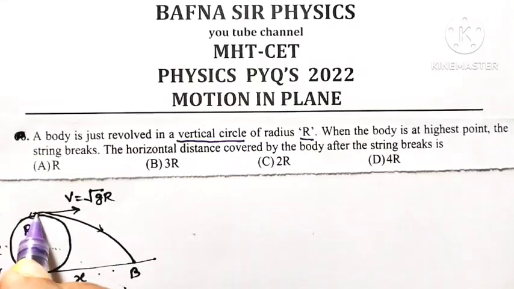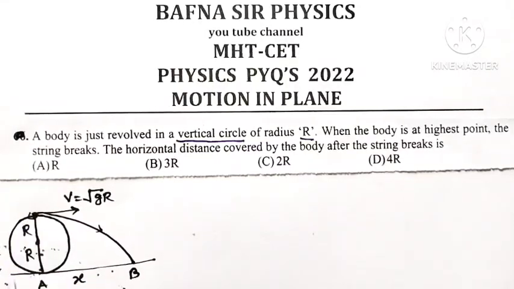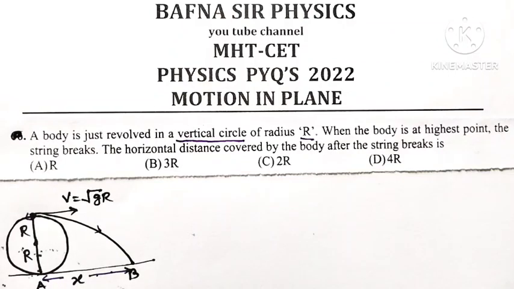Now when the string breaks at the highest point, the body will travel and fall on the surface of the earth, and let that body cover a distance x. We have to find out that horizontal distance x.